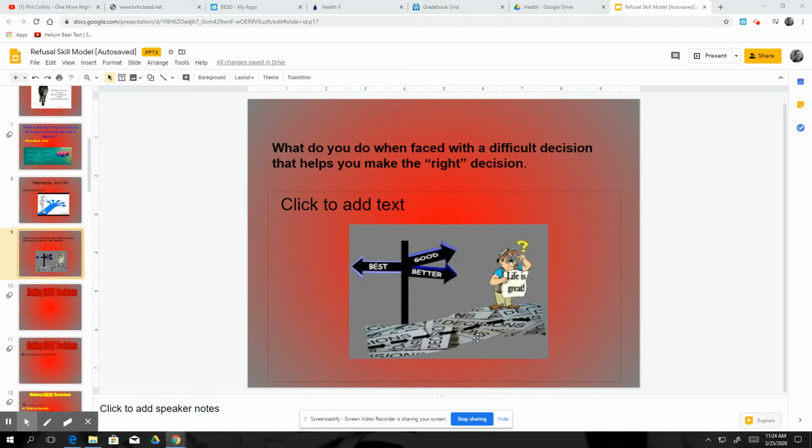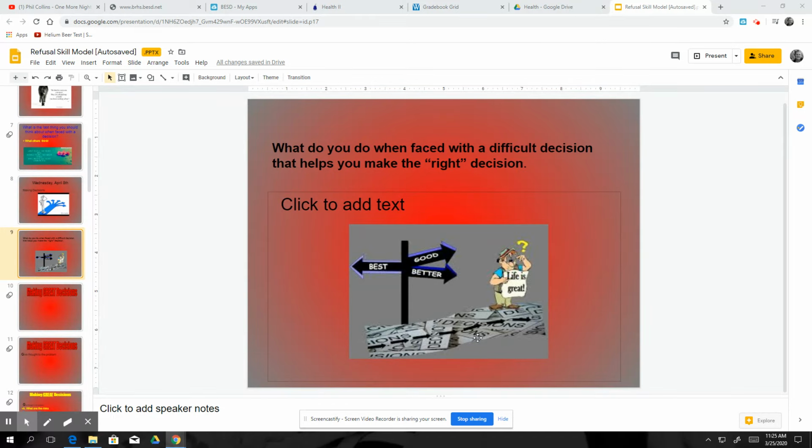So the first thing I want you to think about when we talk about making decisions is, so many times we think there's the right decision and the wrong decision. I love the picture on here because sometimes there's a good decision, sometimes there's a better decision, and sometimes there's the best decision. It's not just what's right and what's wrong, although that does apply also.